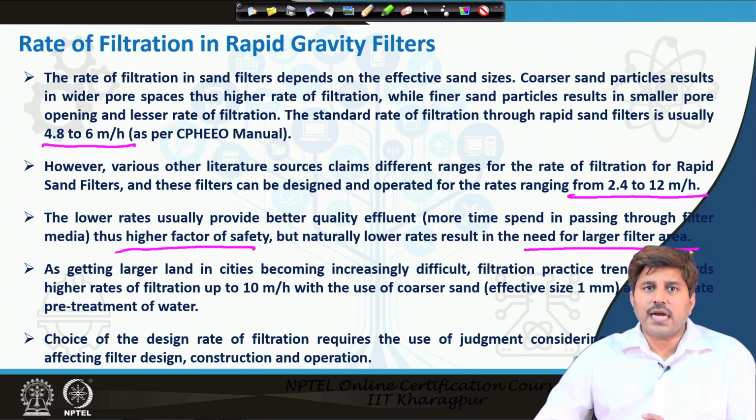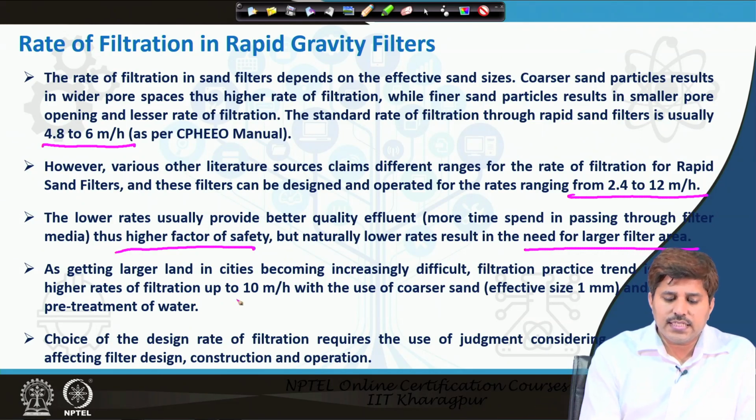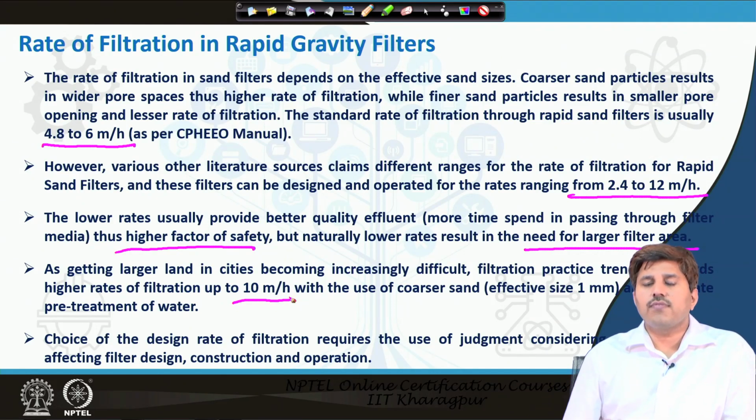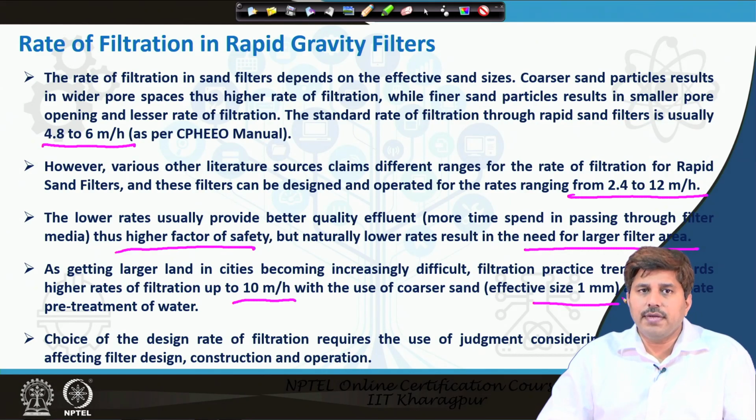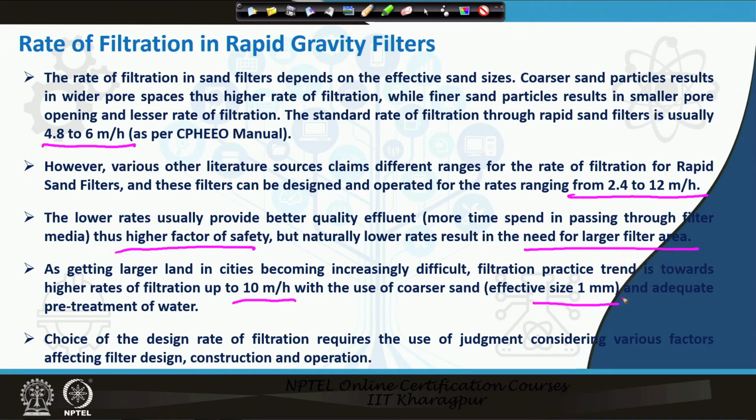So, the filtration practices nowadays are moving towards a high rate of filtration, as high as 10 meter per hour, with the use of coarser sand, meaning sand of the size around 1 mm, with pre-treated water. The choice of the design rate of filtration requires judgment based on the various factors which affect the filter design, its construction as well as its operation.